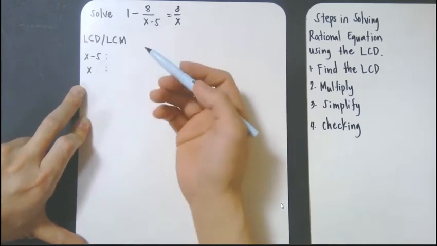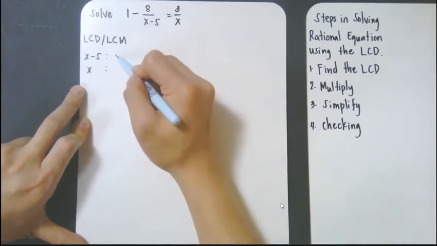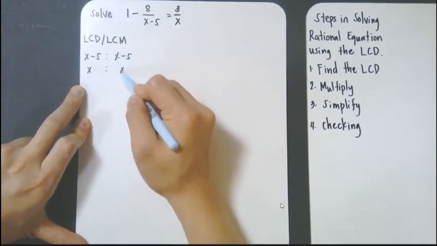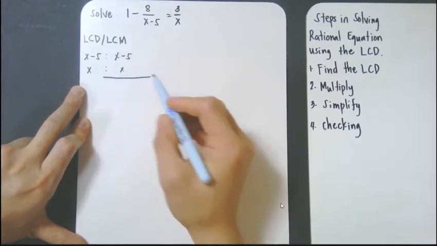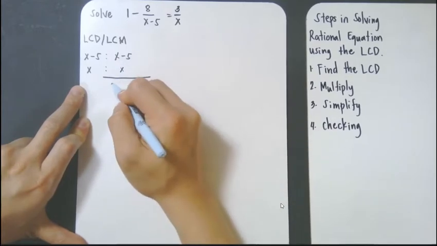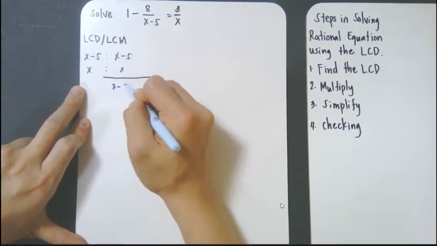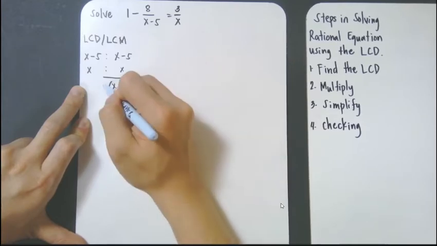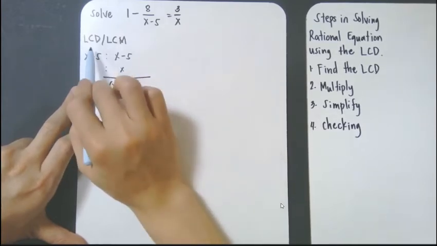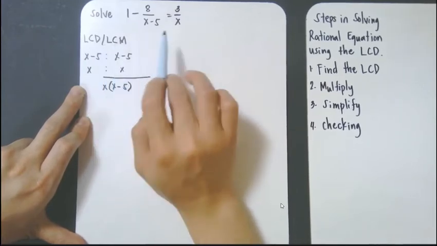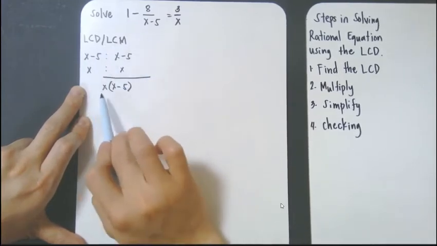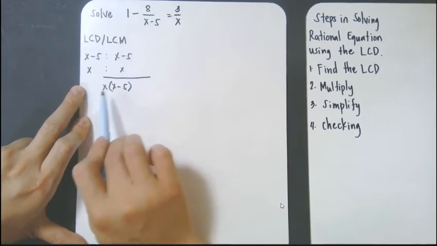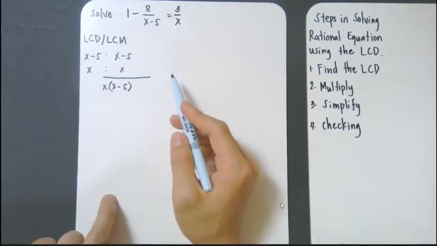So factor out x minus 5, we're going to factor that out. So that's x minus 5. x remains as x. So x minus 5, we just bring that down, and we bring down our x. So the common factor now, or the LCM, or the LCD now of x minus 5 and x is x times the quantity x minus 5. That will be our LCM or LCD.